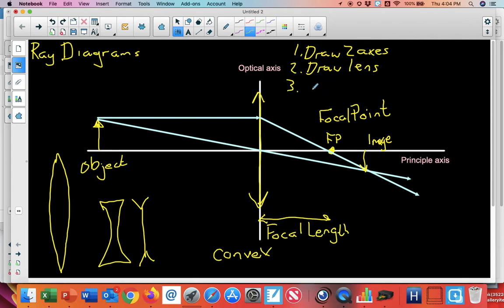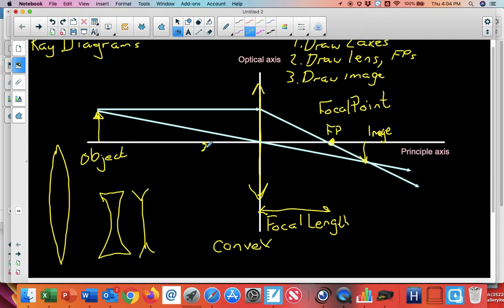Three, draw image. And I left out one important part. Draw lens and the focal points. And the reason I say focal points is because there's another focal point over here. It's actually symmetric. So there's a focal point over here, the same distance away. We didn't happen to use that, but in some of these ray diagrams, we will. So you draw the two axes, draw the lens and the focal points, and then you draw the image.